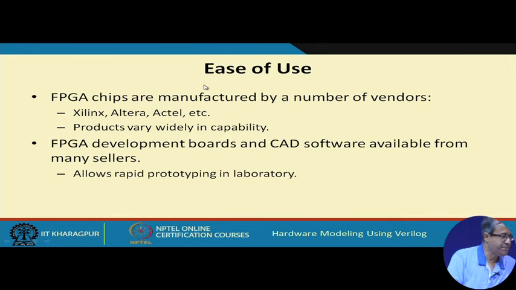So, obviously FPGAs are very easy to use. These chips are manufactured by a number of vendors like Xilinx, Altera, Actel. Their products vary widely in capability. There are FPGA chips now available which are very fast, very complex, radiation hardened. So, you can map very complex and large designs into those FPGA chips as well. Okay. And development boards and CAD software are available.